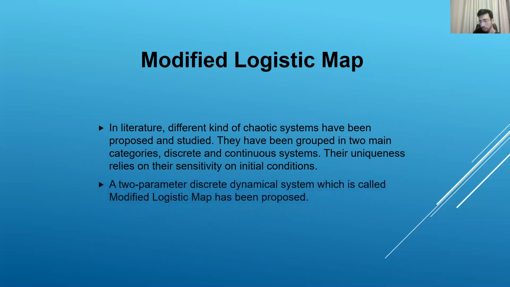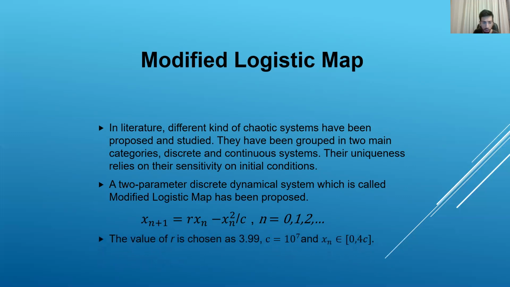Here in this work, we have used a two-parameter discrete map which is called a modified logistic map. The form is over there, as you can see. And after that, we decided to use these kinds of parameters in order to produce the results.